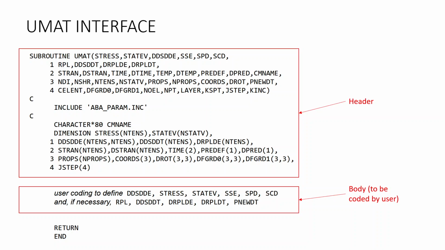As I said, there is a header and there is a body. This body is what we are going to implement, in the sense that we are going to code it. Here is the user coding to define DDSDDE, which is nothing but the tangent stiffness matrix, this is stress, and these are the state variables. Other terms are also mentioned, but these are all related to energy terms, so we will not be looking into these terms right now. Our objective for this video, especially for the 3D linear elastic application, is to just define these three variables. Once the coding is done, then we end the subroutine.